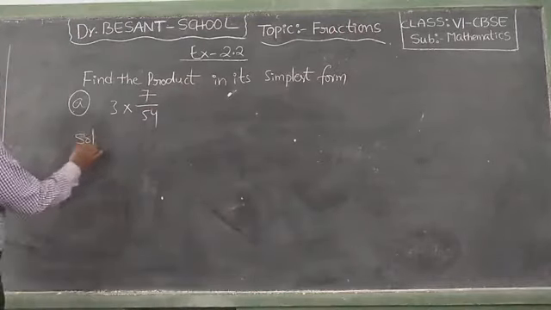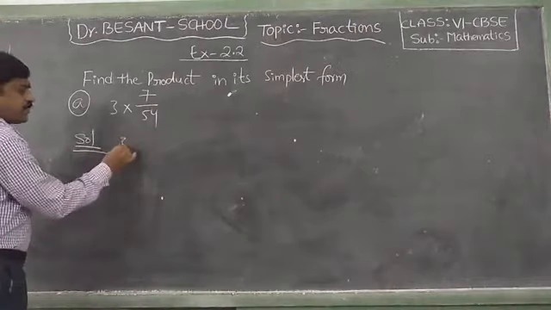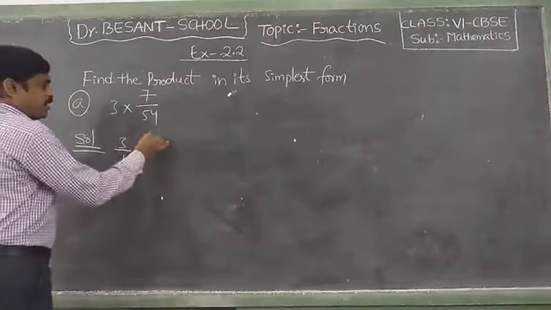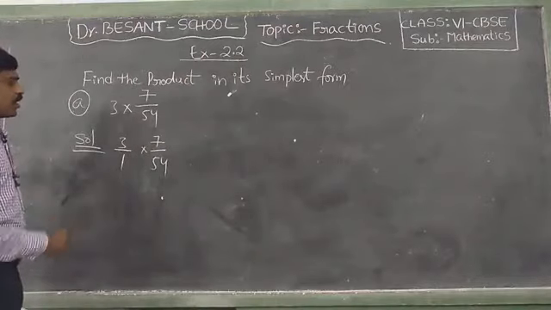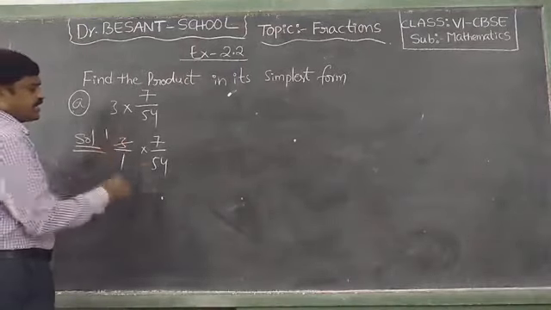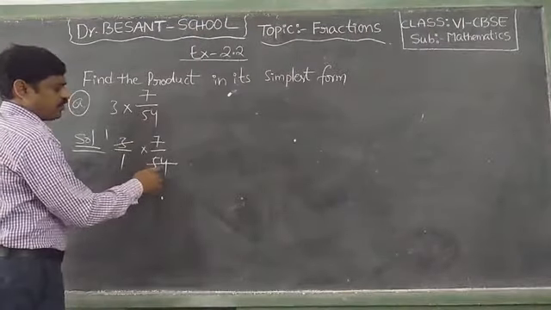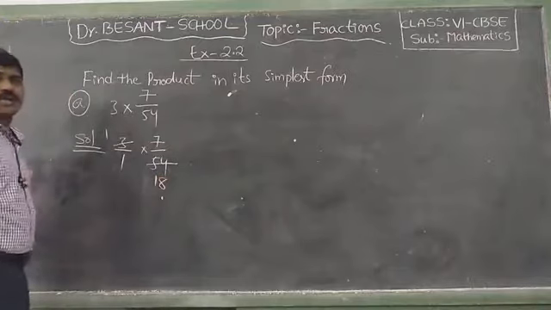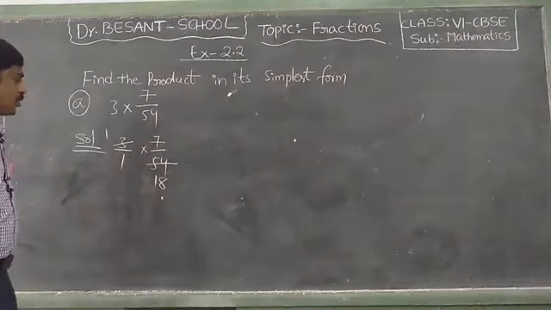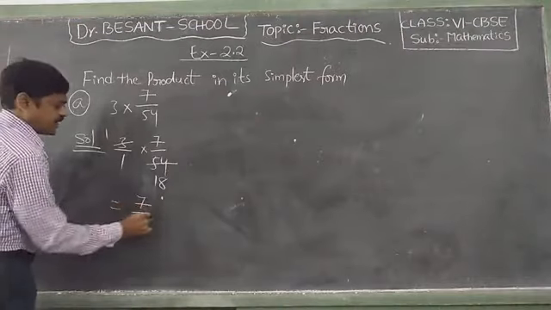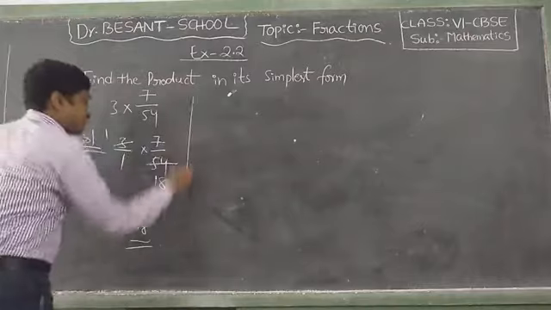Solution. Observe here, 3 into 7 by 54 means 3 by 1 into 7 by 54. Now 3 ones are 3, 3 ones are 3, 2 left, 3 eights are 24. So 3 eighteens are 54. So 7 by 18 is the final solution.